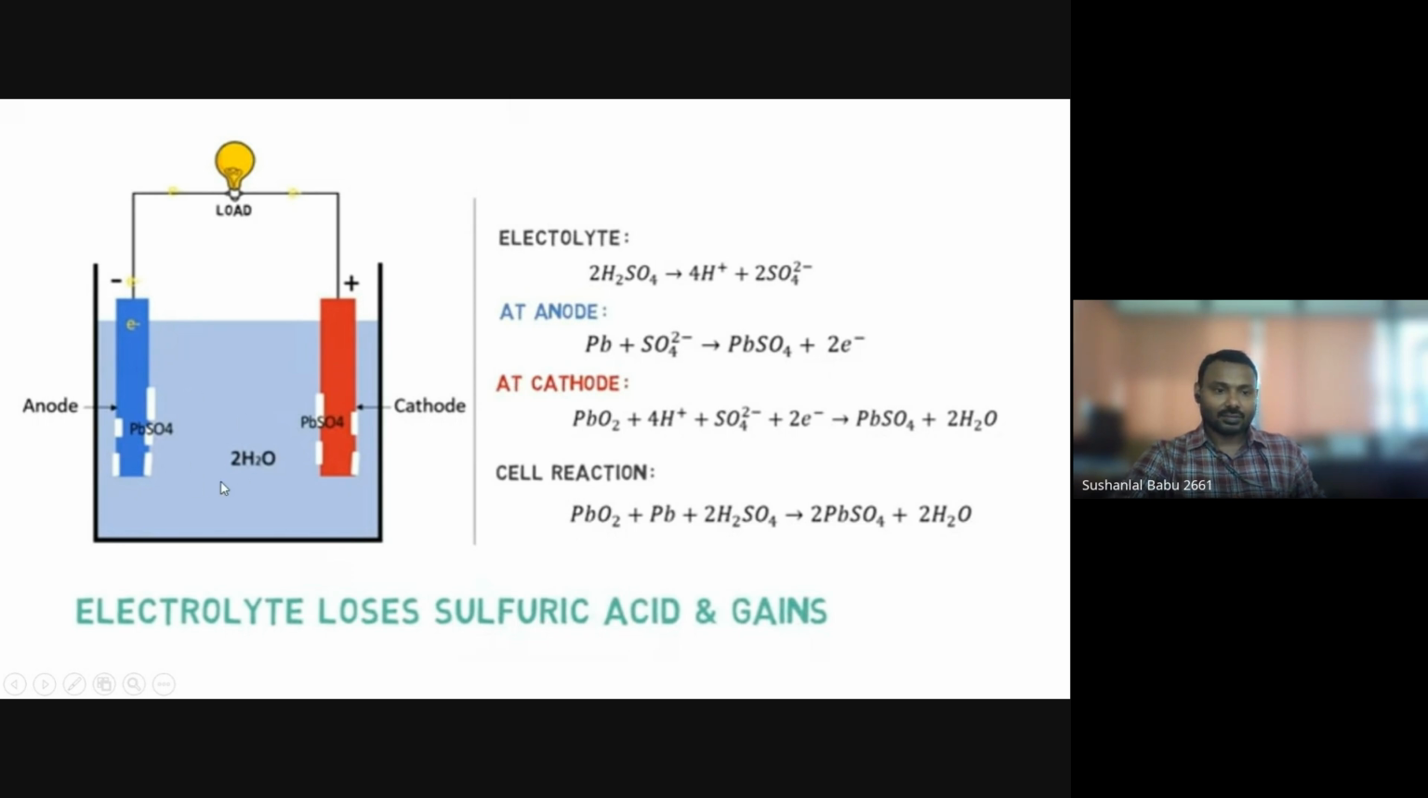Because sulfuric acid concentration reduces and gains water. Water will be formed as the byproduct at the end of discharging.